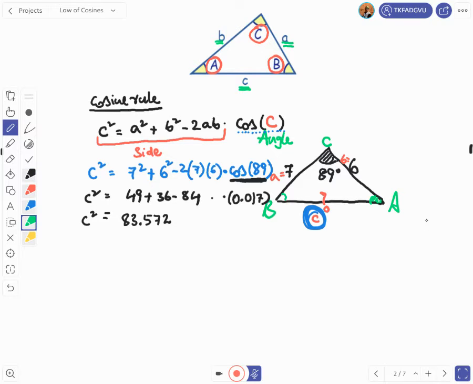As you know, to get rid of the square, we compute the square root. Therefore, the value of c equals the square root of 83.572. I'm making use of my calculator here.